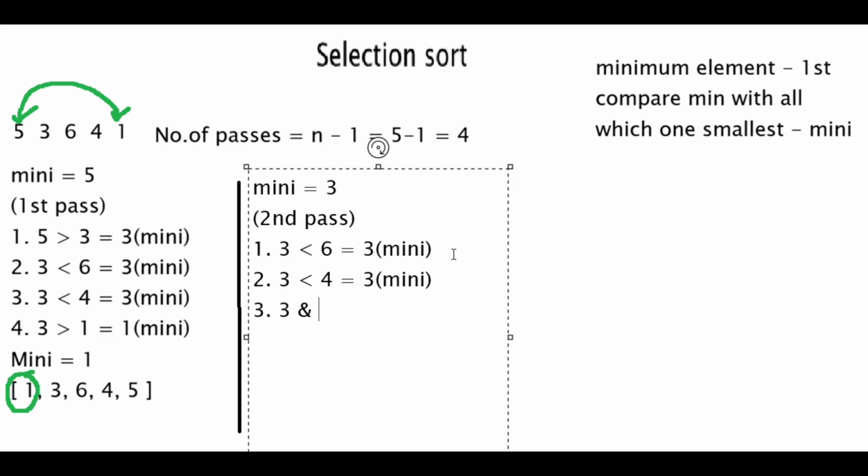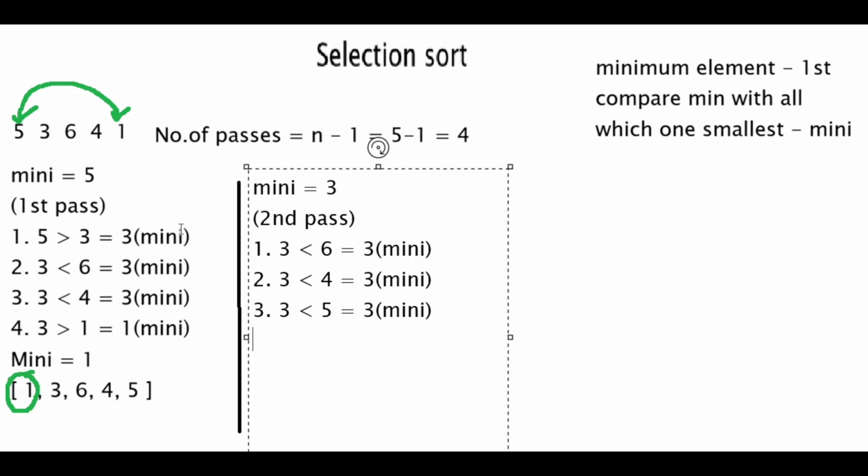Sorry guys, before doing that, don't look at this array. I also made the mistake. Don't look at this array, we are going to look at this array. 3 will be compared with 6, 4, and along with 5. So again 3 has been our mini, because 3 is less than 5.